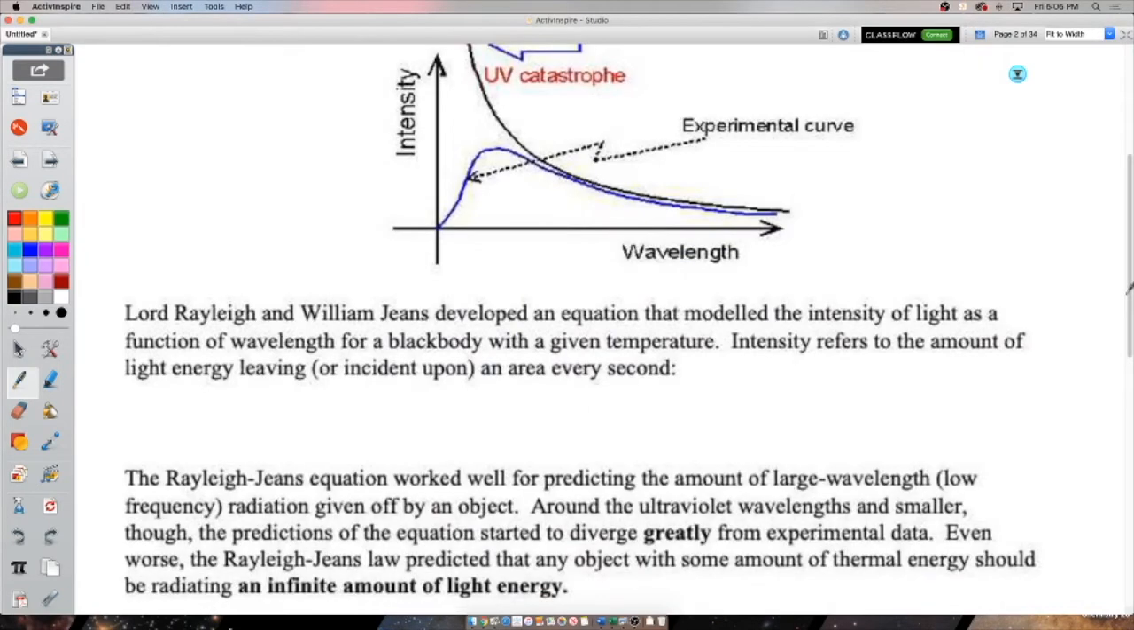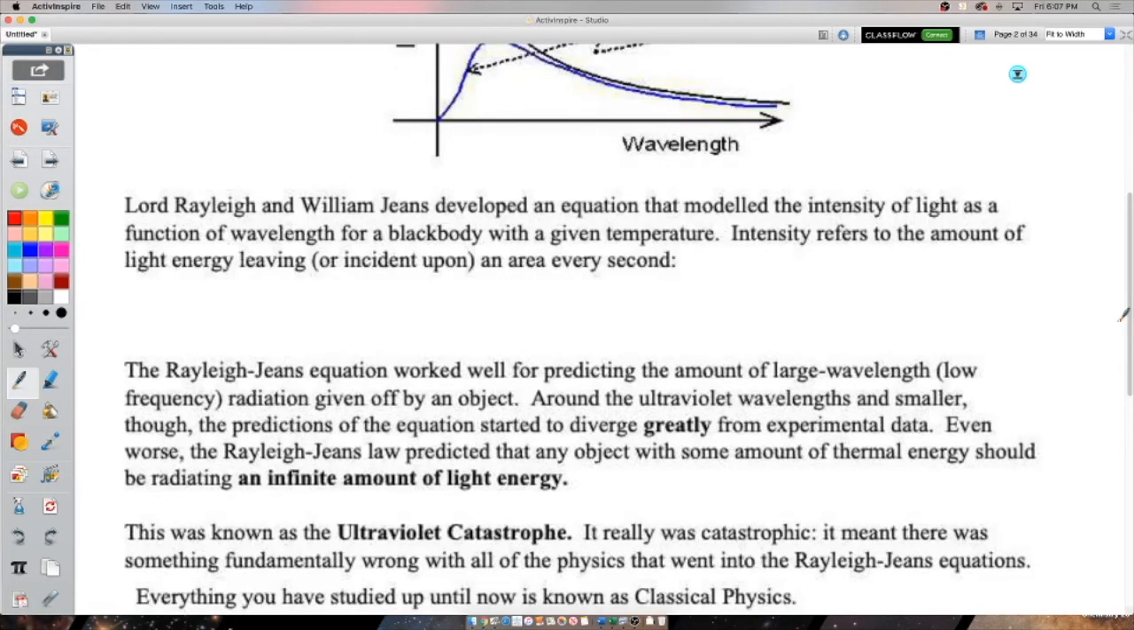But I've kind of waved over something major here, something major in the world of physics that had to do with that exact blackbody curve we were just looking at. A couple of scientists, Lord Rayleigh and William Jeans, came up with an equation that modeled the intensity of light as a function of wavelength for a black body with a given temperature. And they did it using all of our classical physics.